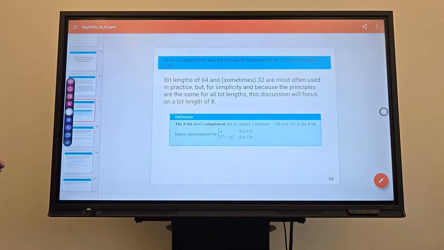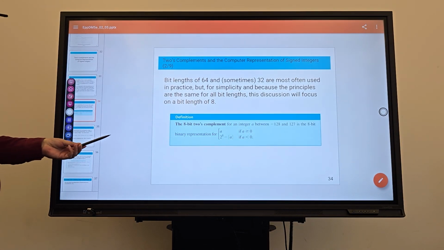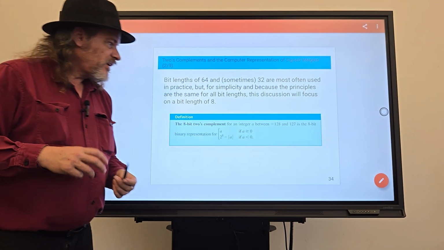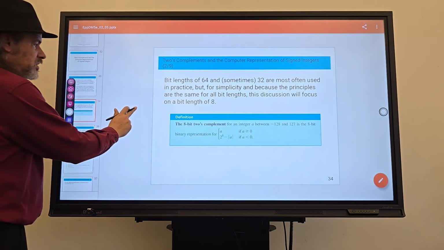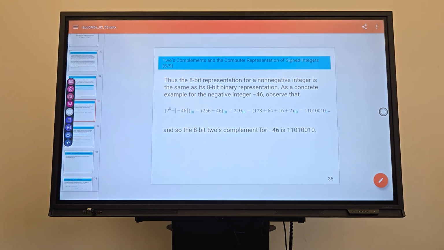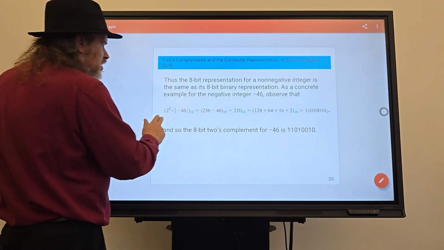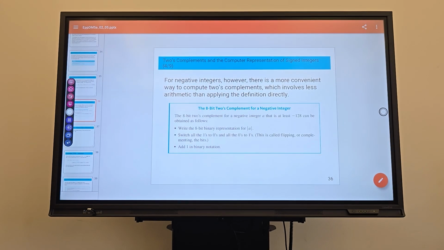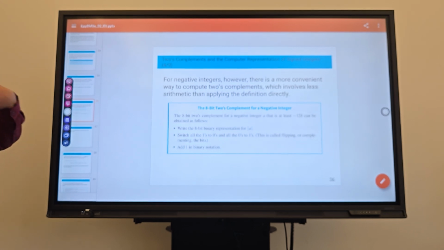Two's complement for 8-bit is an integer between negative 128 and positive 127. The book gives you a weird way of finding the 2's complement. There's an easier way, but the easiest way to do it is to flip the bits and add 1.